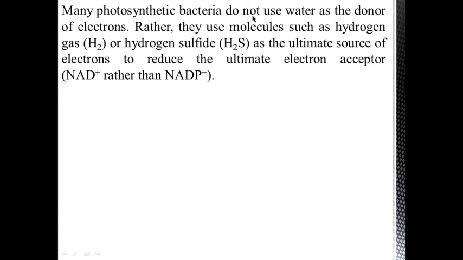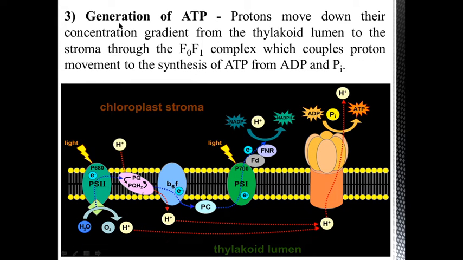Many photosynthetic bacteria do not use water as the donor of electrons. Rather, they use molecules such as hydrogen gas or hydrogen sulfide as the ultimate source of electrons to reduce the ultimate electron acceptor, that means NAD rather than NADP. Now the third part is generation of ATP, that means synthesis of ATP during the movement of electrons.